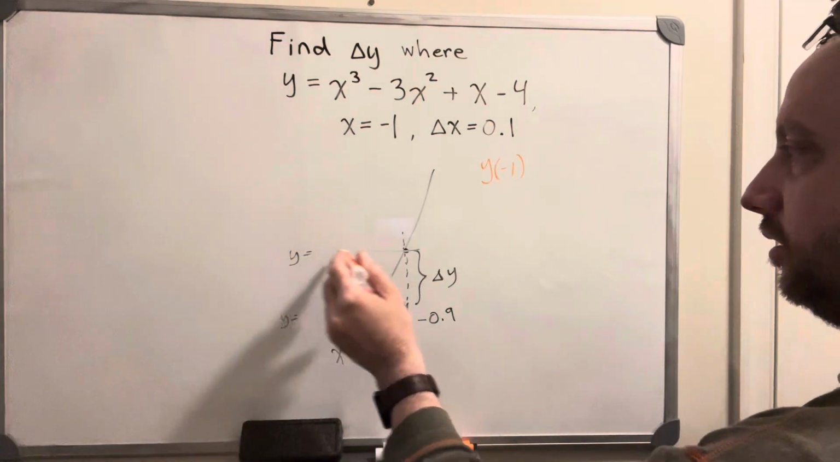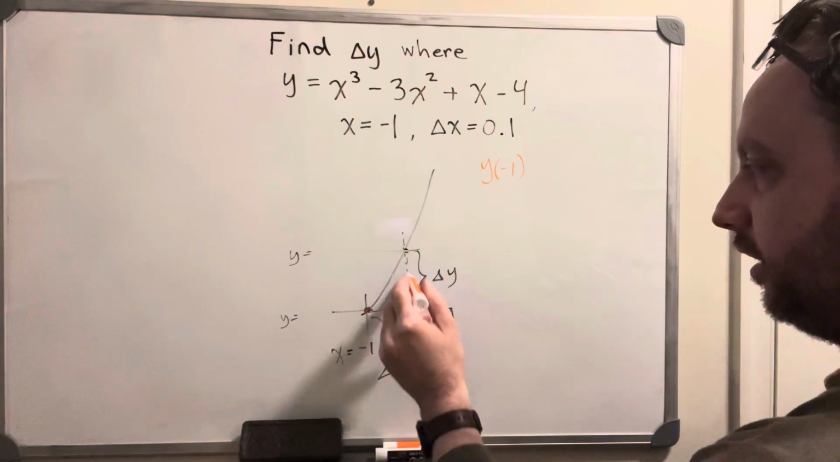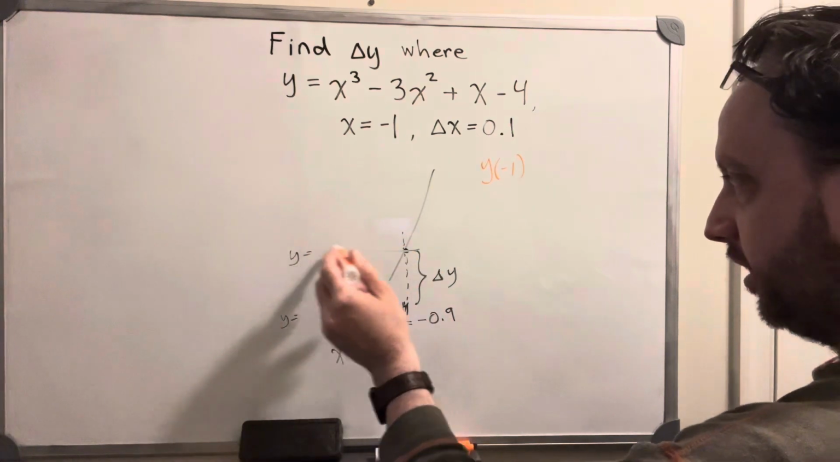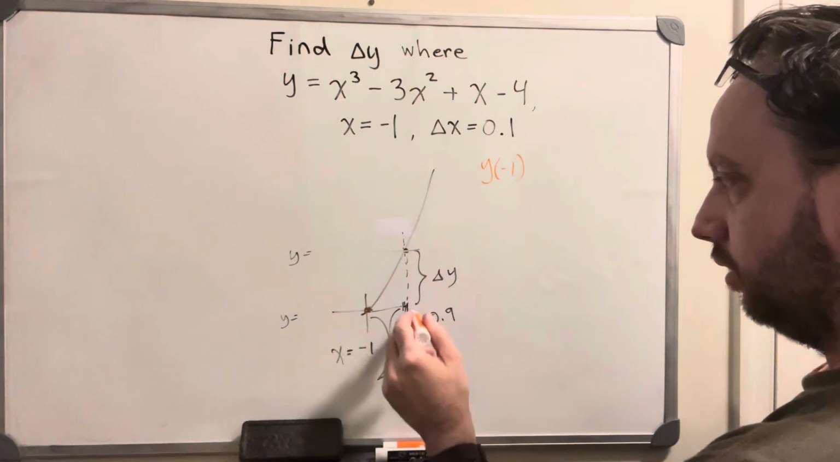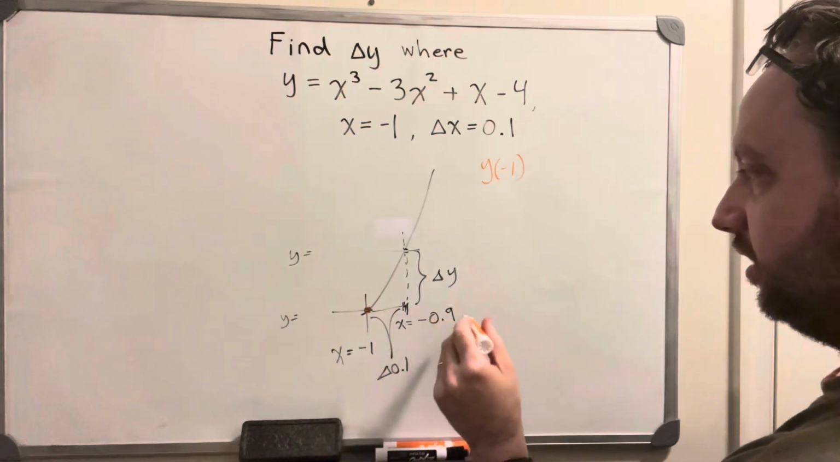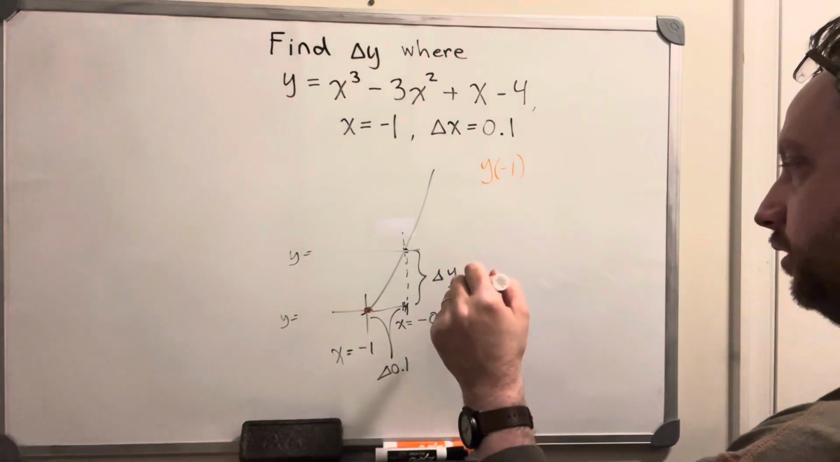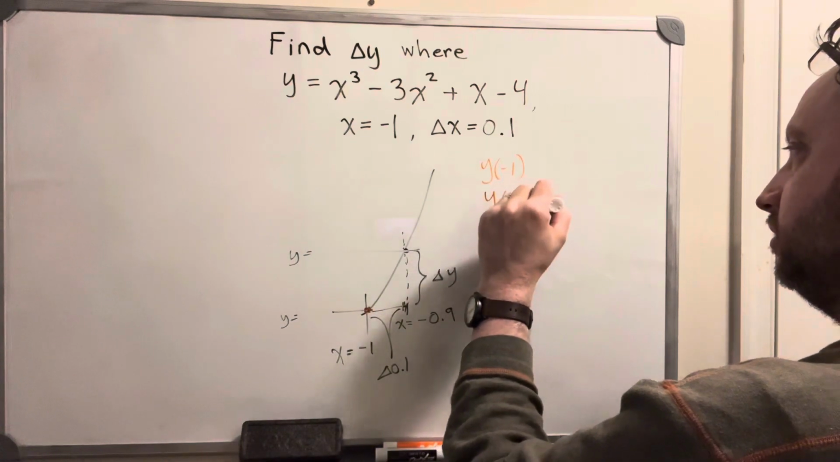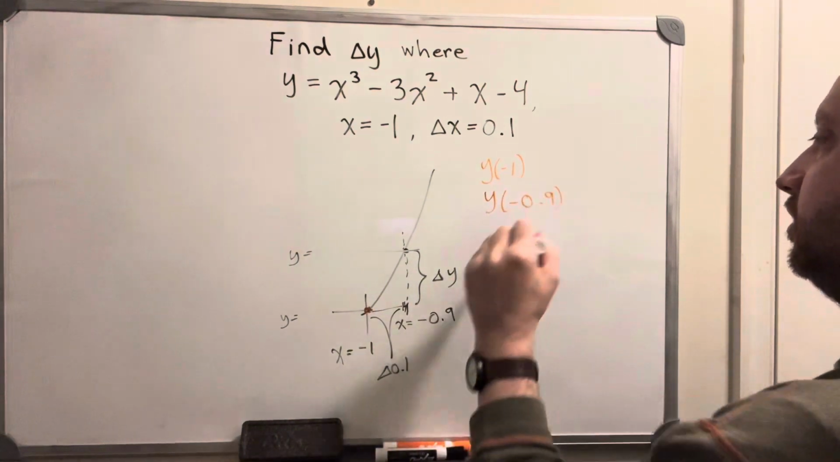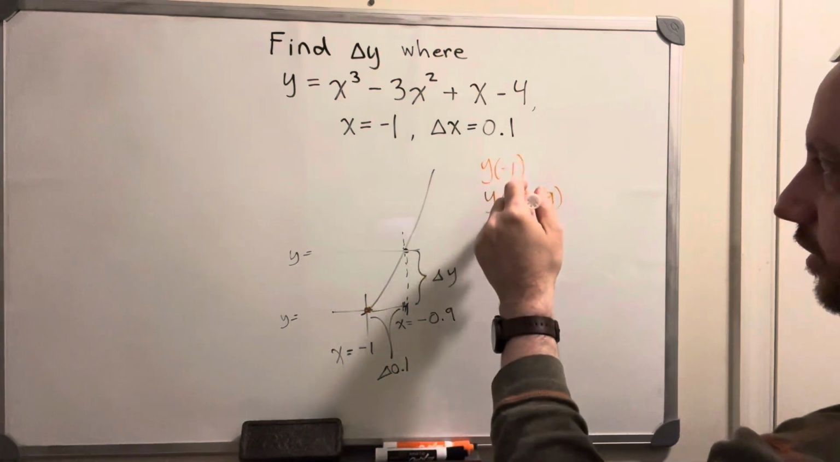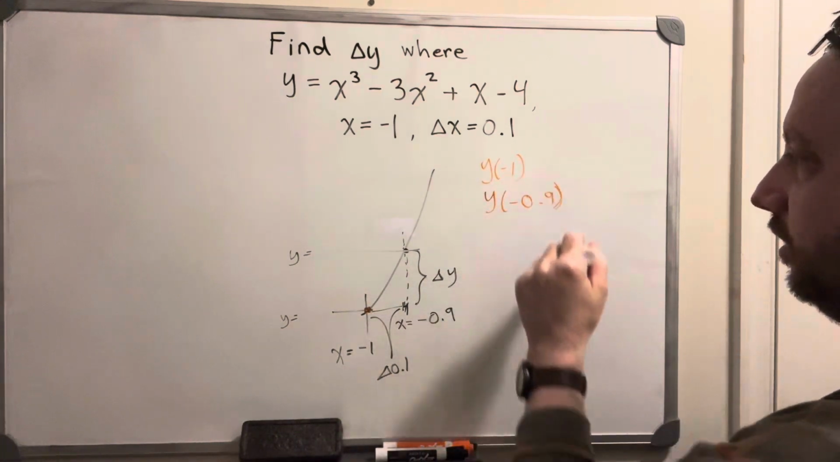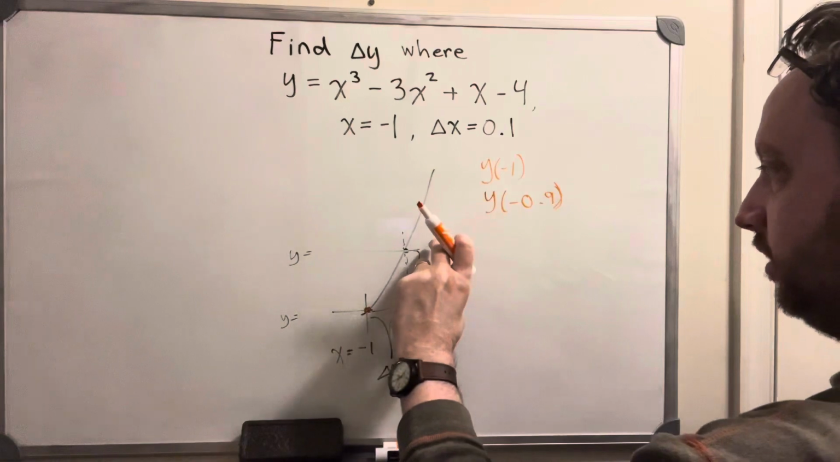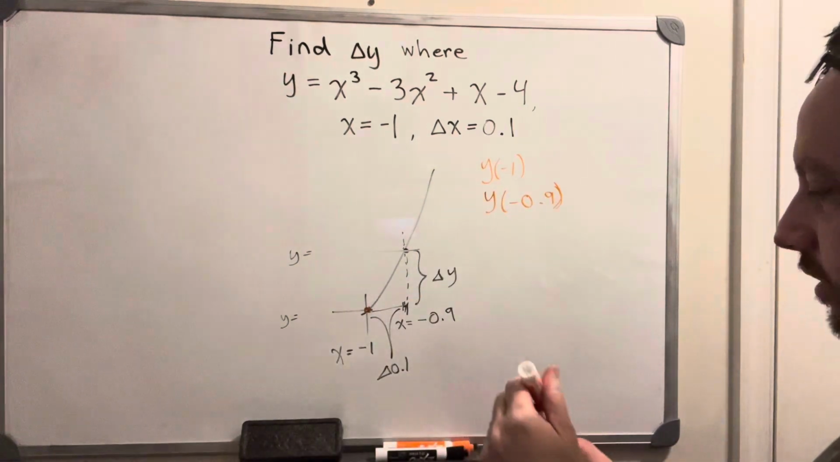And for this other point, what is the x value? It's right there, -0.9. So if we can find out these two things, we can find out what the change in y value is.